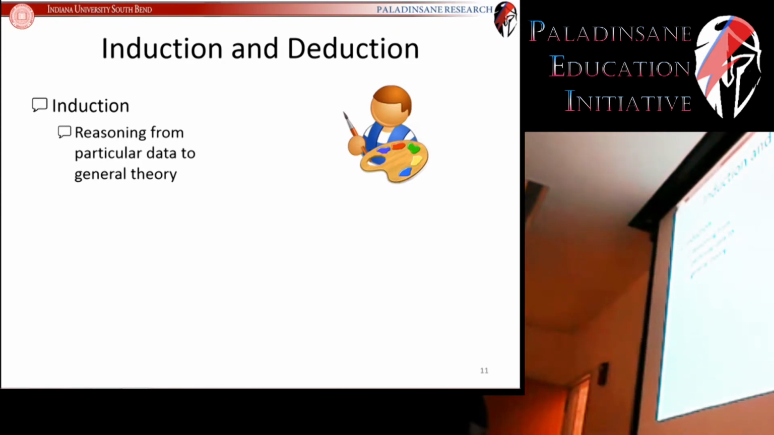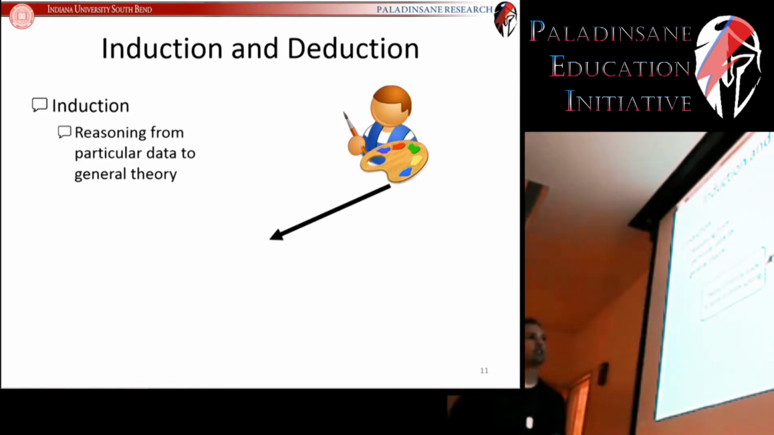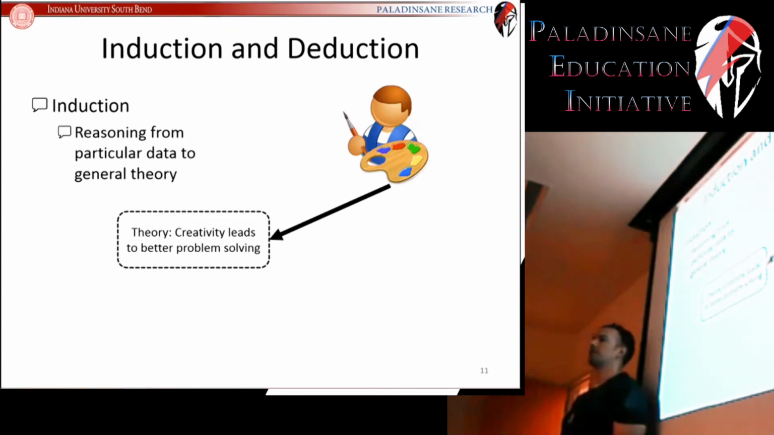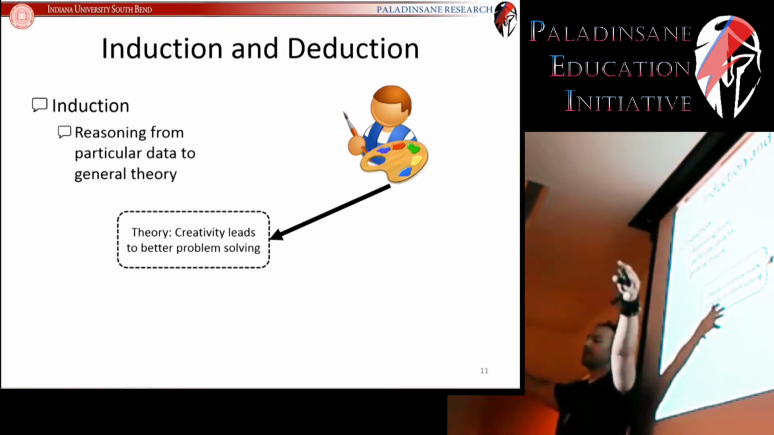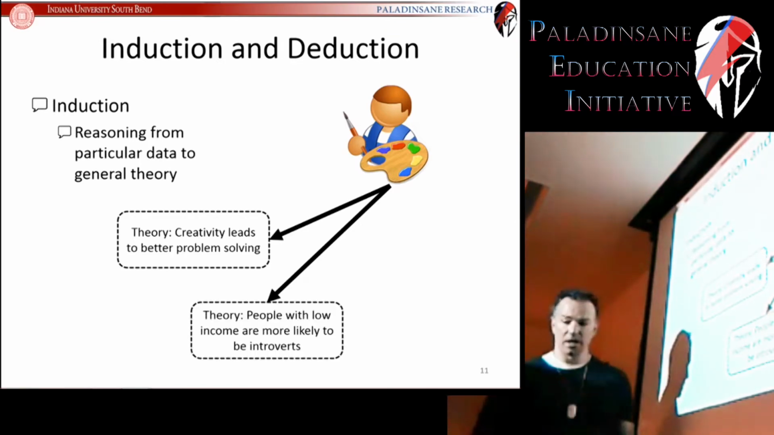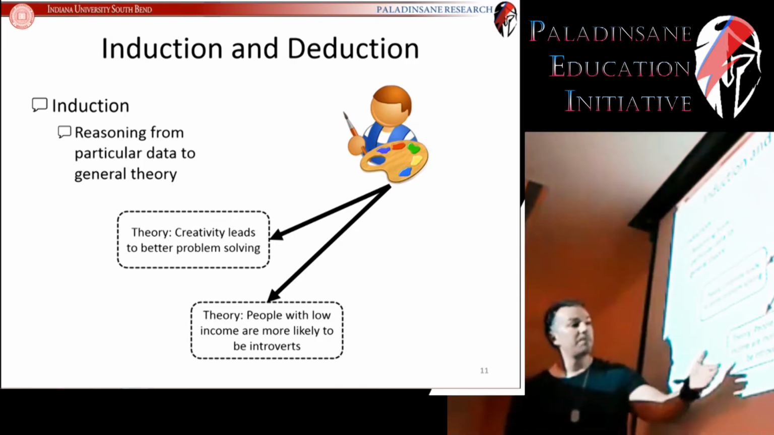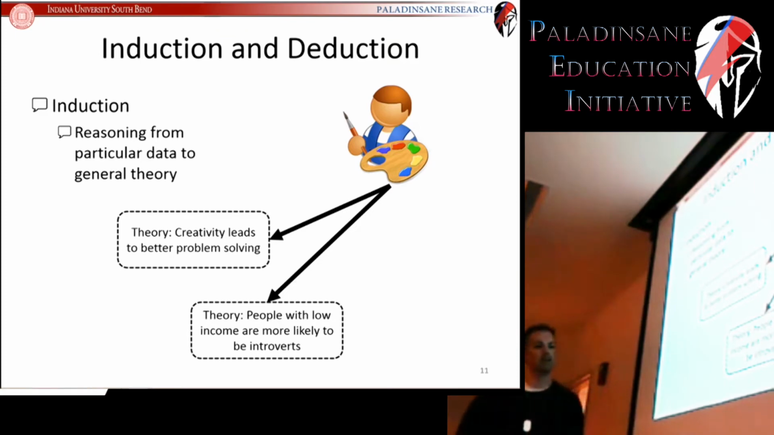From those observations, from that data that you observed, you can get to a general theory. So you might induce the general theory that creativity in general leads to better problem solving. That's an induced theory. It's a theory that's about creativity and problem solving in general. You might also induce that people with low income are more likely to be introverts. He had low income, he's an introvert. Maybe in general, the theory is people with low income are more likely to be introverts.